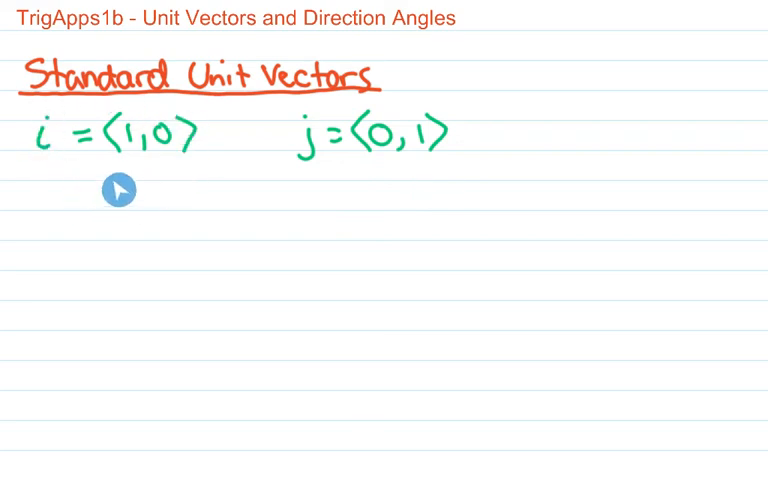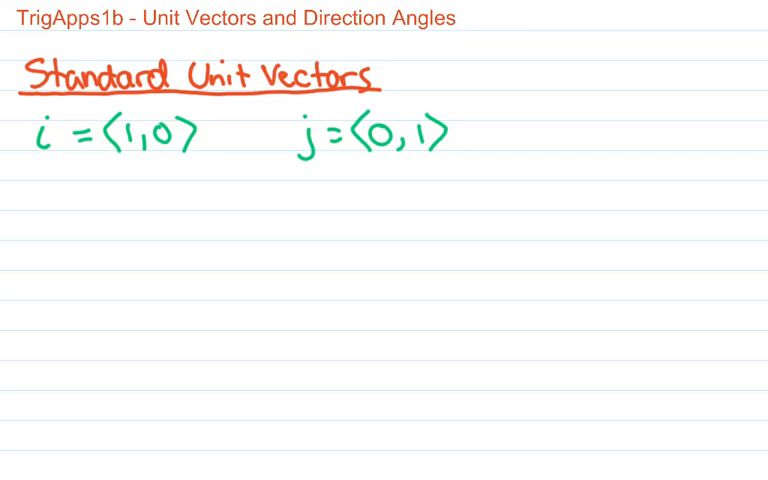i is a special unit vector that just goes to the right 1 unit. If we have a starting point, it's just moving that point to the right. And then for j, all it's doing is moving up 1 unit. Think about this. If we're moving to the right 1 unit, that's a unit vector. And if we're moving up 1 unit, that is showing a vector that has 1 unit as well.